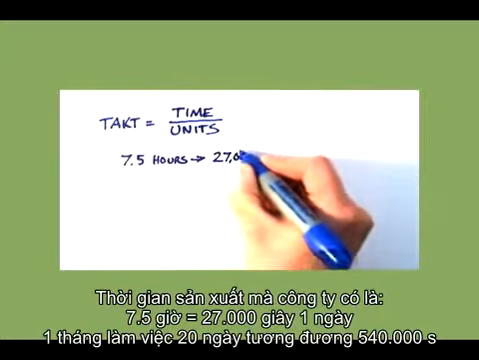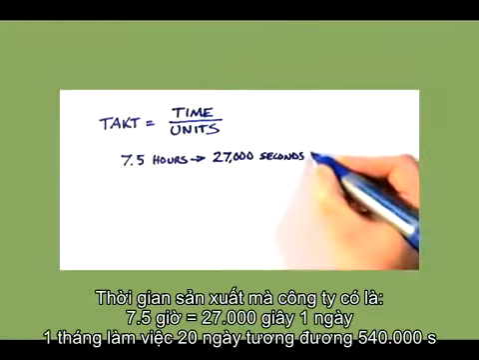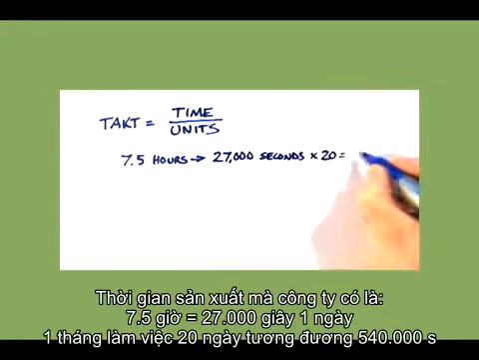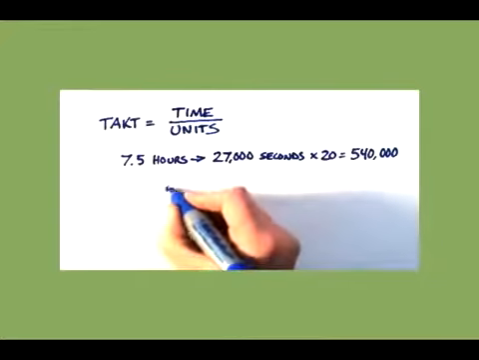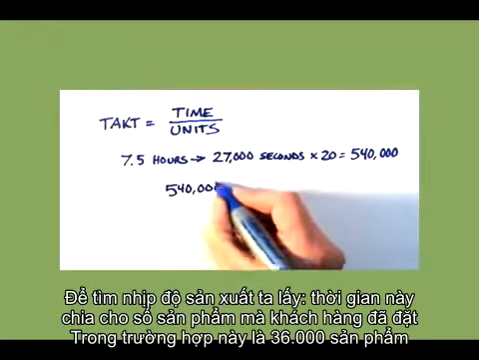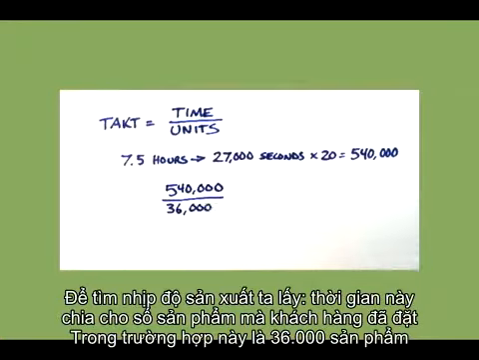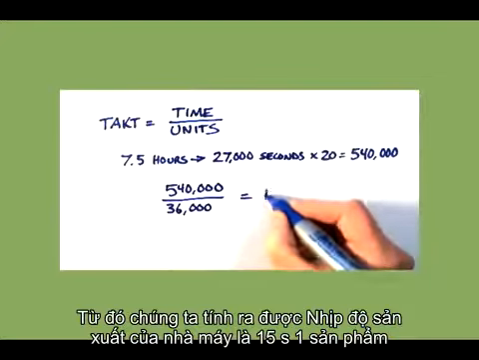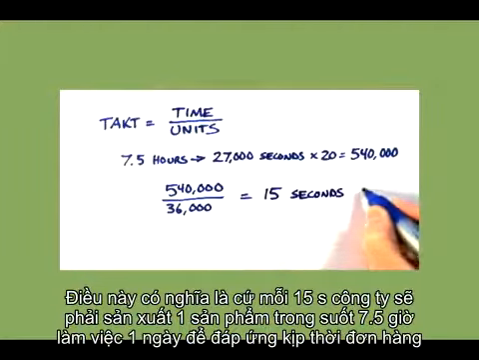The available time in a 7.5-hour shift is 27,000 seconds. Multiply that times 20 days in a month equals 540,000 seconds in the month. So our available production time in the month is 540,000 seconds in this scenario. To get takt time, we need to divide 540,000 seconds by the number of units ordered, or in this case, 36,000. When we do that, we get the takt time of 15 seconds per unit. This company will need to produce 1 unit every 15 seconds during their 7.5-hour shift to meet their customers' demand.